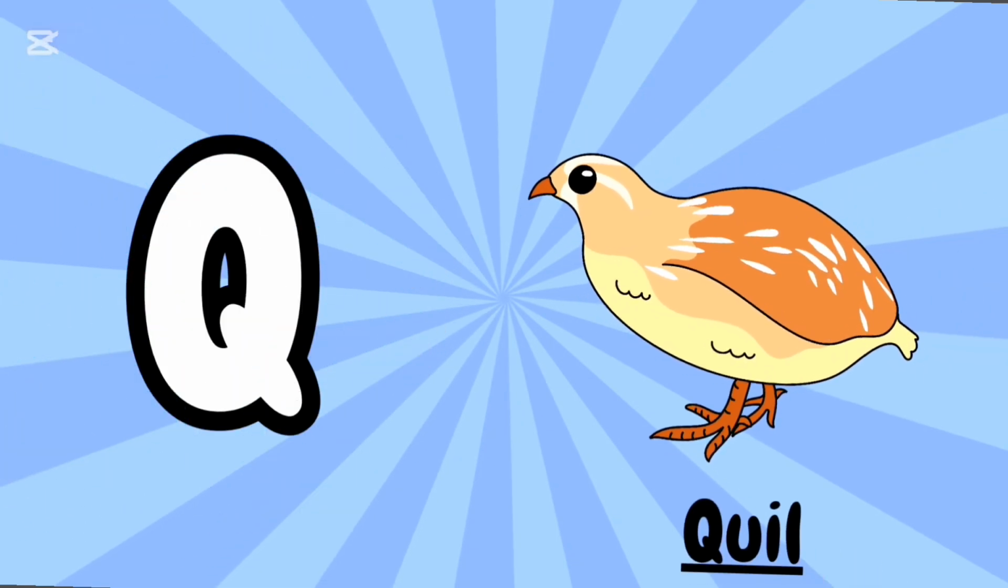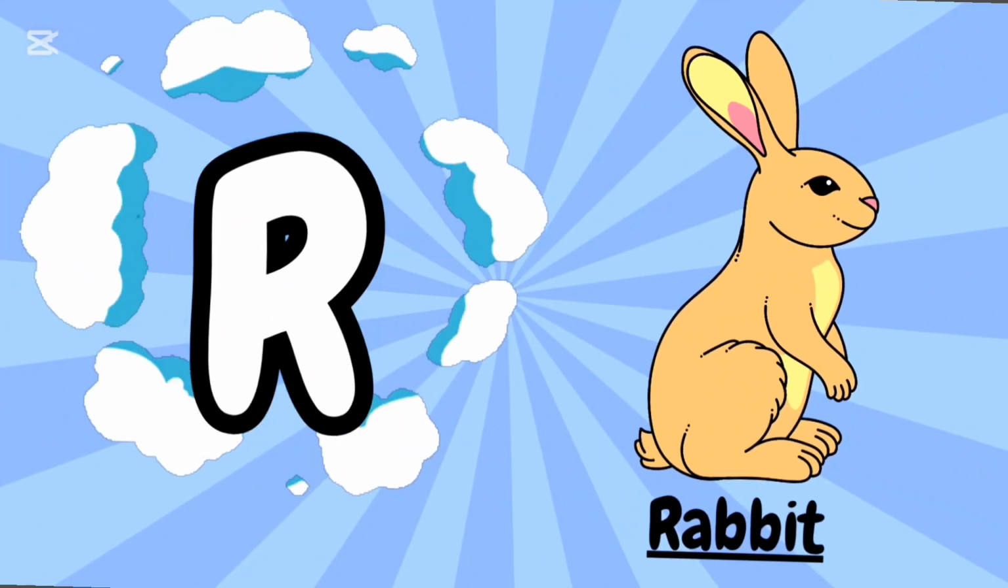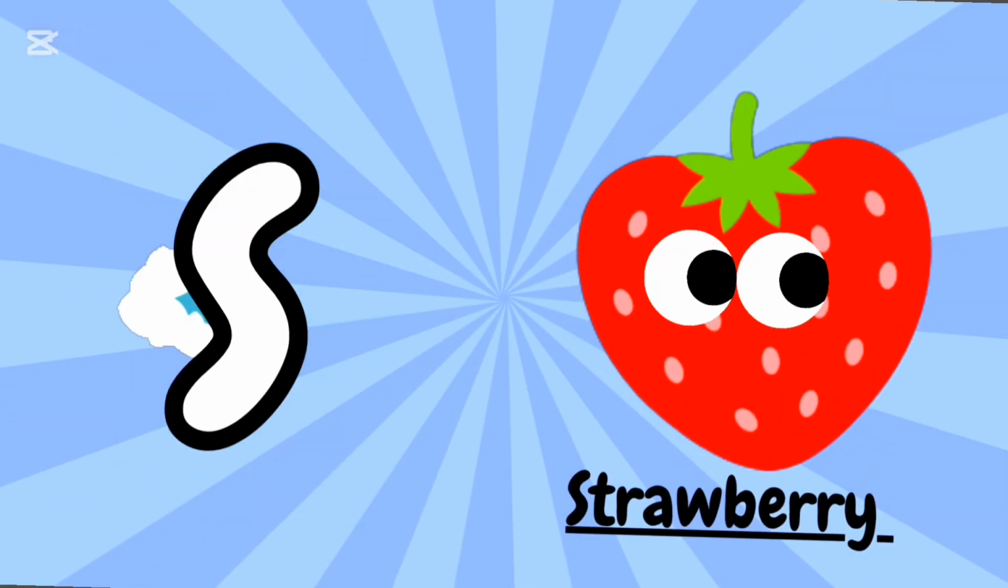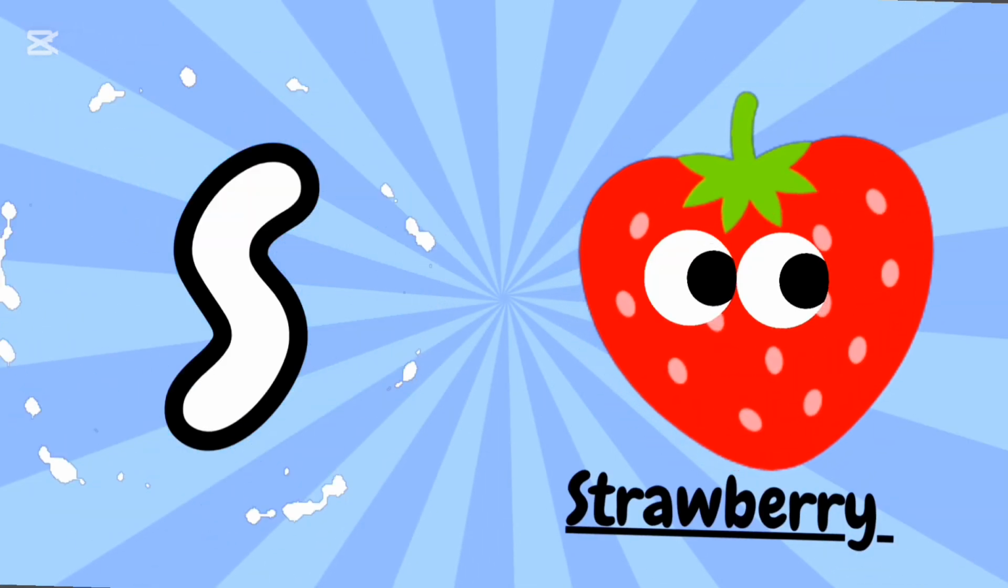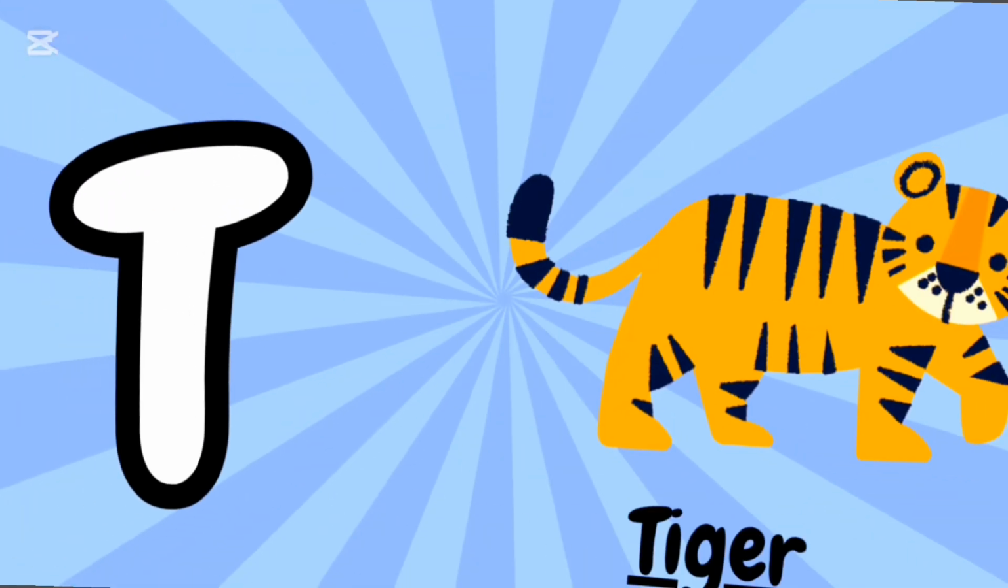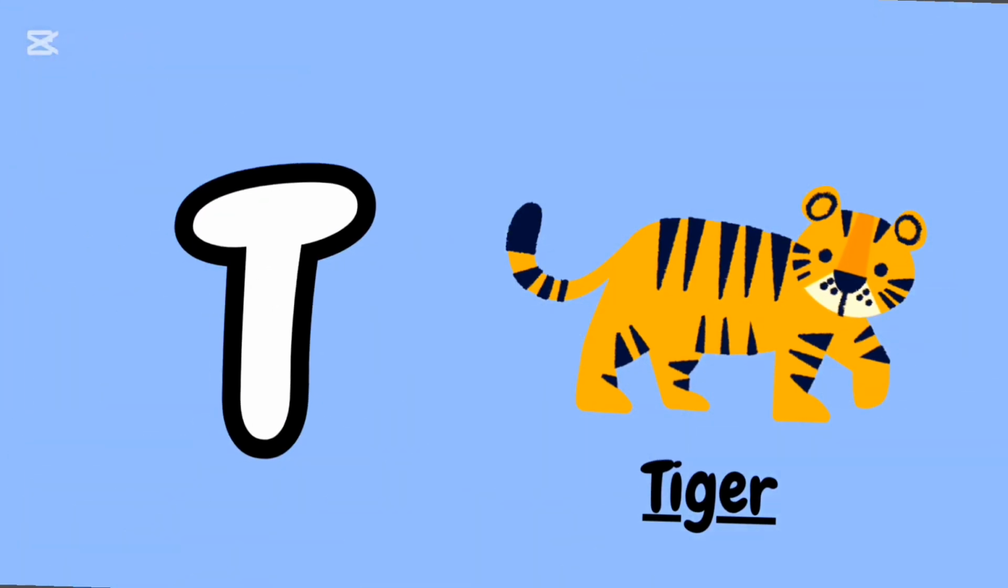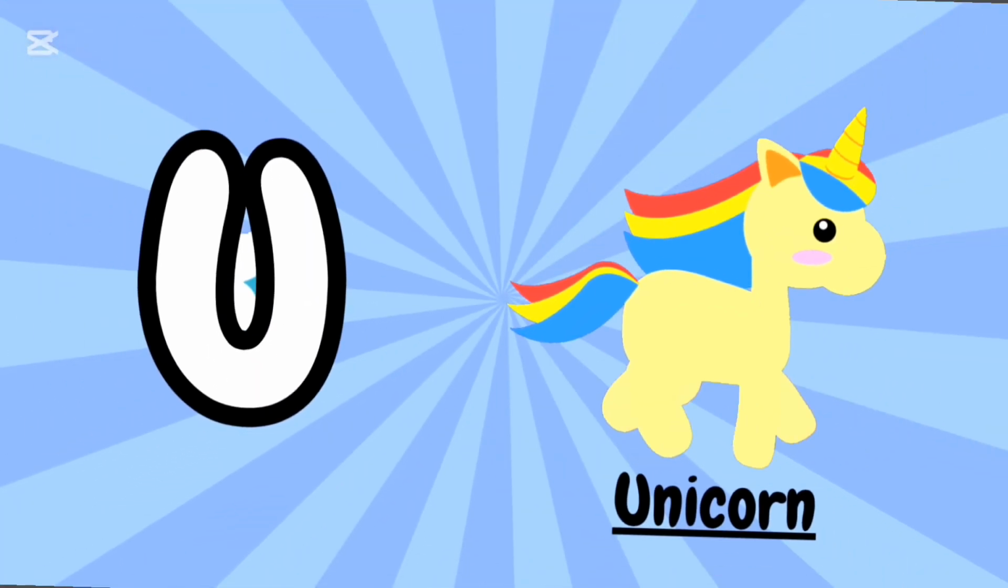Q is for quail. R is for rabbit. S is for strawberry. T is for tiger.